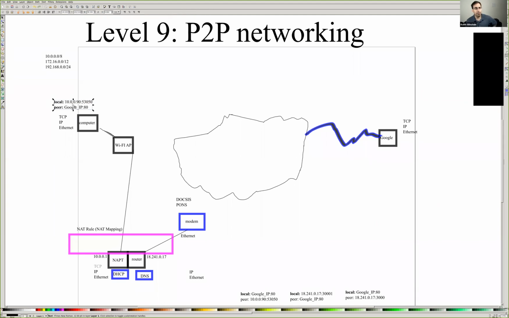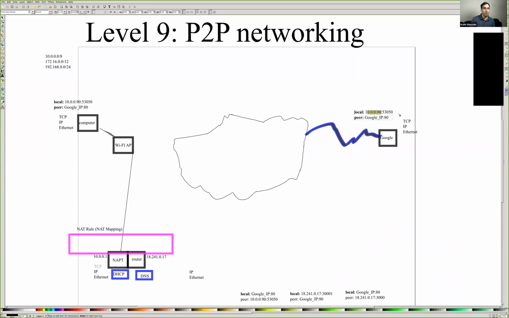This is not a pair of addresses that can actually go out on the internet. Why can this not go out on the internet? It's because this address, 10.0.0.90, doesn't really have any meaning. And even if this packet somehow reached Google, and Google says, okay, I've gotten a SYN segment from 10.0.0.90.